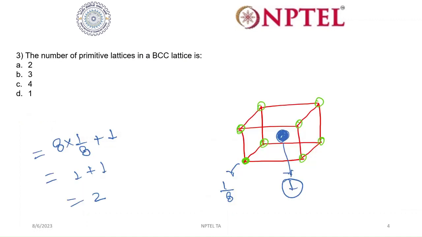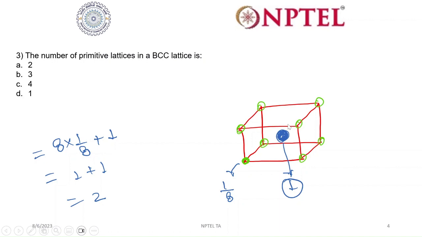Third question we have discussed: the number of primitive lattices in the BCC lattice is 2, 3, 4, or 1. So we can see the corners each contribute 1 by 8, shared with the cubic cell, and one atom is at the center. So at the corners 1 by 8 sharing, plus 1 at the center. So the total is 2.